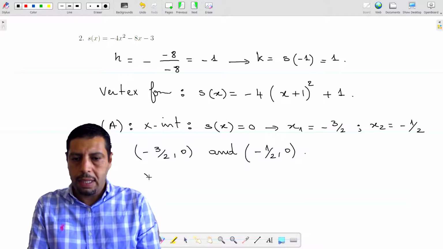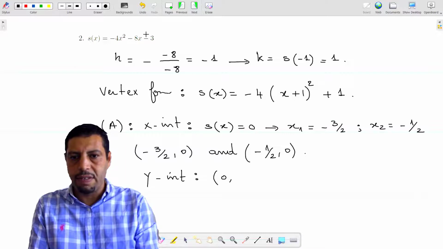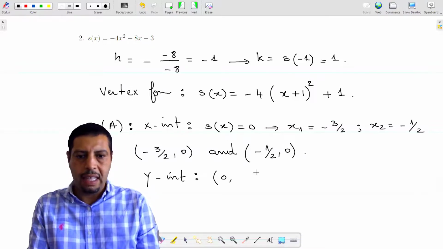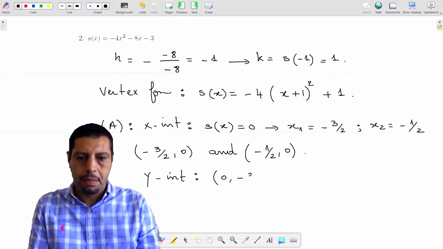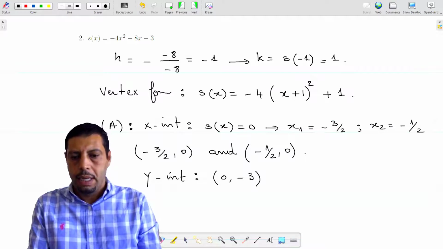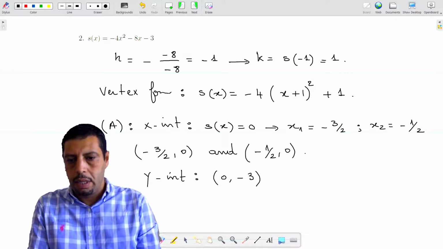Now, for the y-intercept, again here, we're going to compute the output of 0. So the y-intercept is the point 0, s of 0, and s of 0 is obviously negative 3. Now, we'll move to the vertex point.